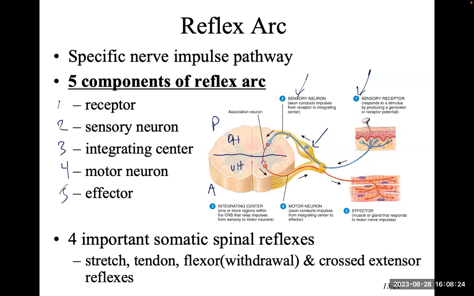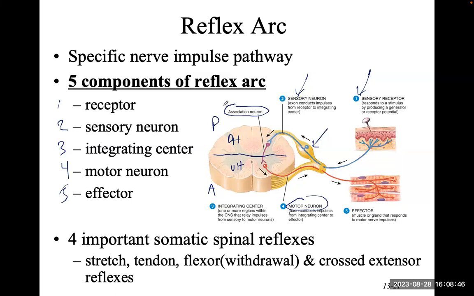So this is a sensory neuron. The red is a motor neuron. The sensory information has to be relayed to the motor neuron. Where is the relay? It's number 3, which is called the association neuron or the integrating center.